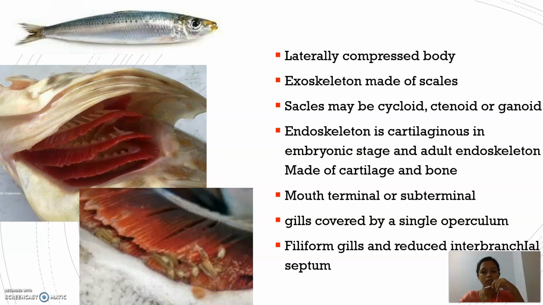The mouth is terminal or subterminal, and the gills are covered by a single operculum as seen in the picture. The gills are filiform gills, small tube-like, villi-like structures covered by rich blood capillaries, which gives them the red color, and they have a reduced interbranchial septum.